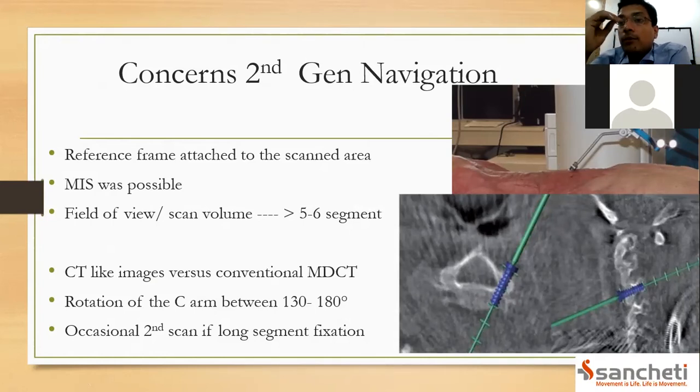But the drawback again was the scan volume was small, because you could do maybe 4 or 5 levels. As a result, if you have to instrument a longer portion of the spine, say from T4 to L4, then you would have had to repeat the scan for every 4 or 5 levels, so that 2 or 3 scans put together would be able to help you navigate the entire instrumented region from T4 to L4. This would move again through 180 degrees and then give you reformatted images. And occasionally, if you had a long segment fixation, you would need to do multiple scans.